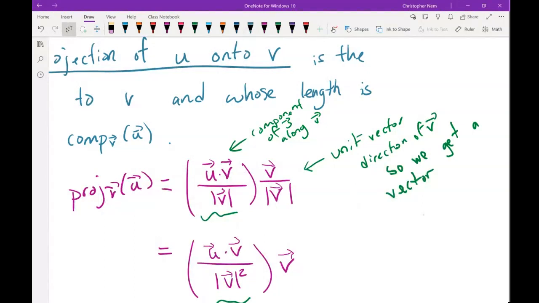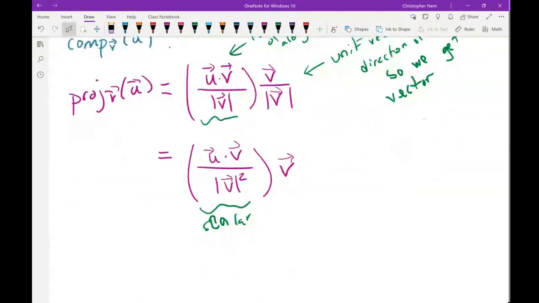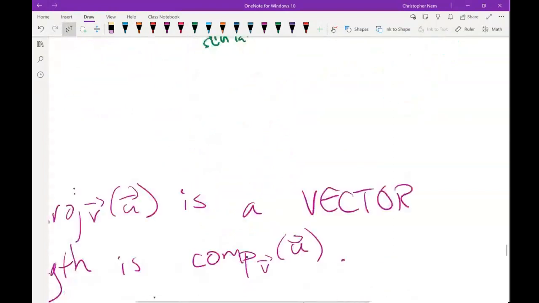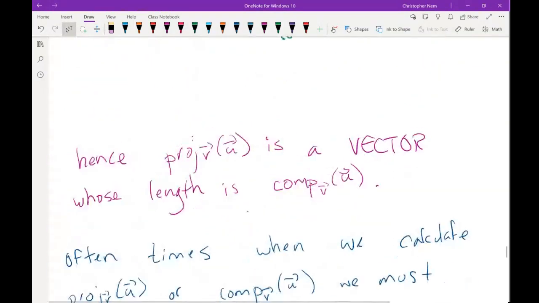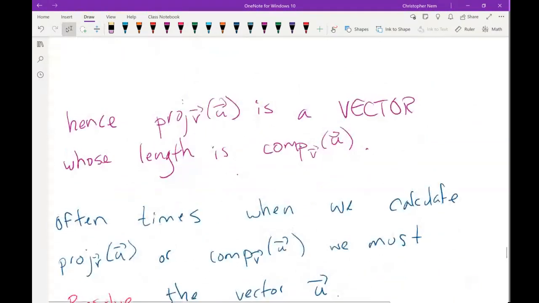But again, we have that same story. I do not want it to be scaled by v, so I'm going to divide it by the magnitude of v, which is all of this piece right here. I multiply by a vector v to turn it into a vector, and I divide it by the magnitude of v. So then I have this nice formula where the dot product between u and v divided by the magnitude of v squared is all a scalar times the vector v. And that'll give me exactly the projection, which is a vector with length as the component of u along v.